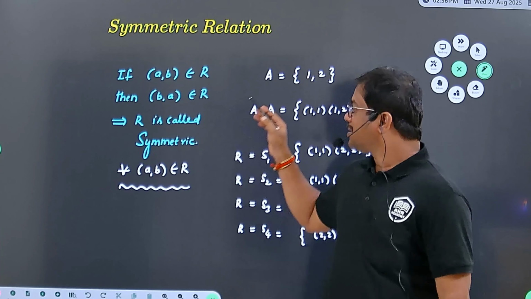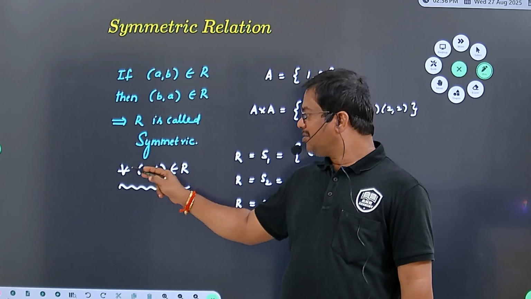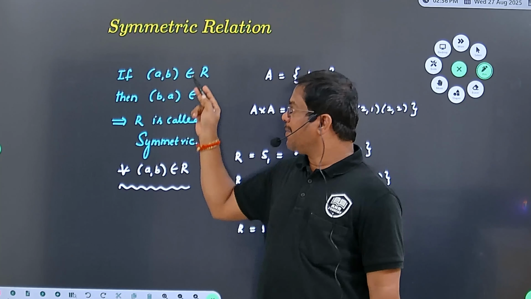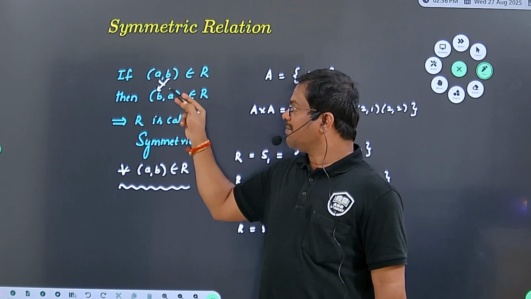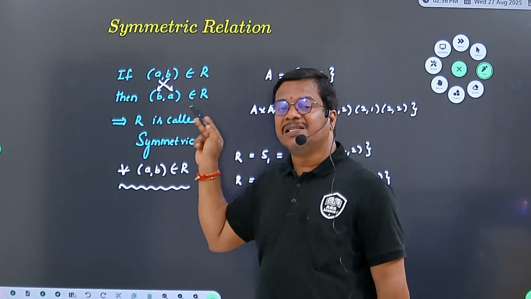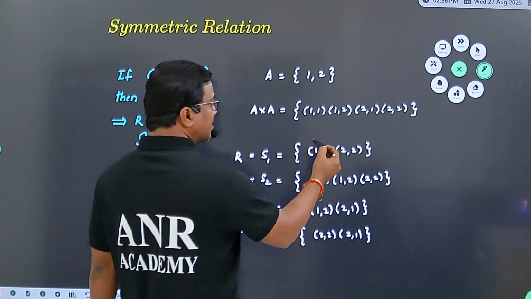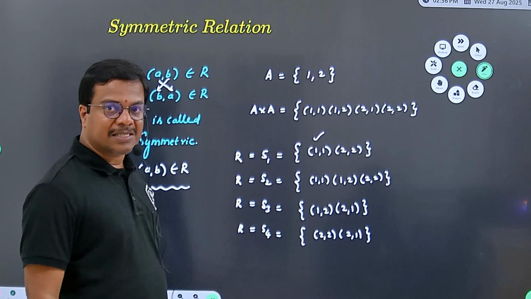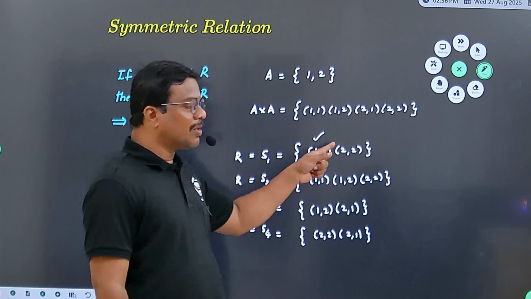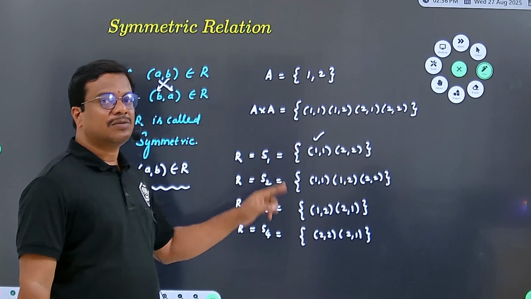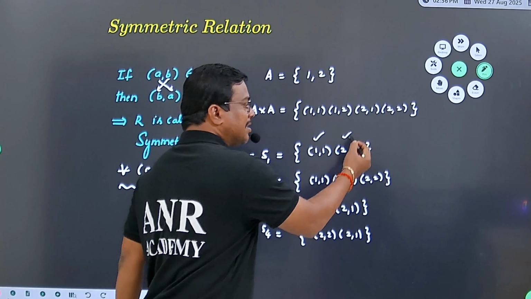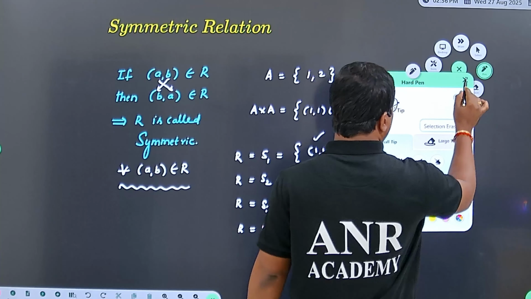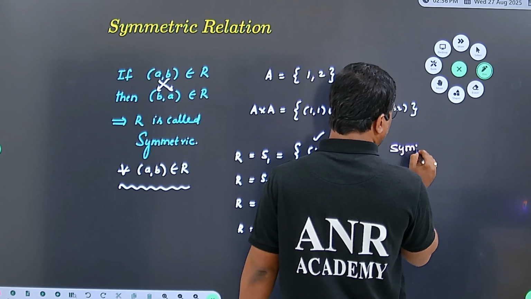To check for a symmetric relation, you have to cross-check this condition for all ordered pairs: if a pair belongs to that relation, then the reverse of the pair also lies in the same relation. Let me check (1,1). The reverse of (1,1) is again (1,1), which is clearly in that relation itself. Next (2,2), the reverse of (2,2) is also in the same relation, so it is a symmetric relation. That's why here I am writing it is symmetric.